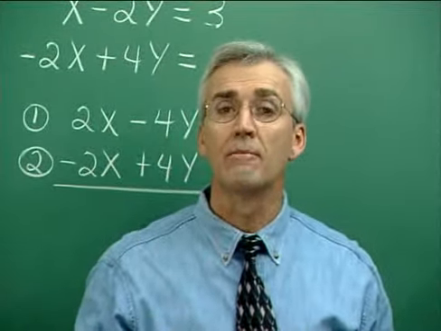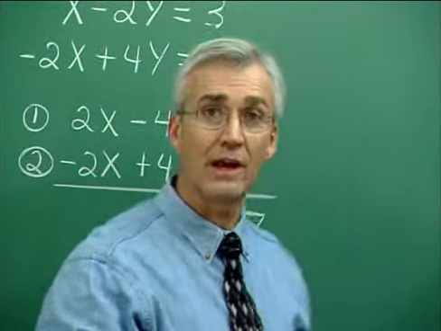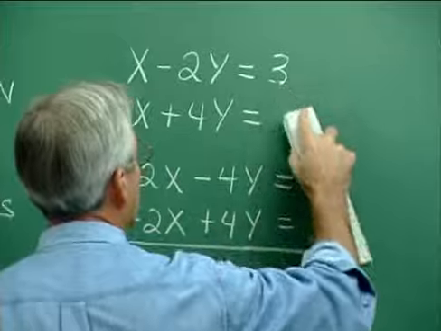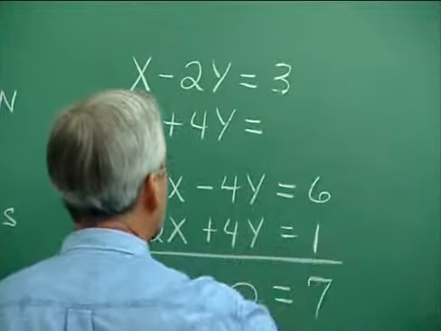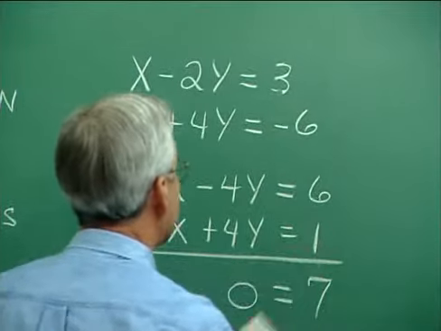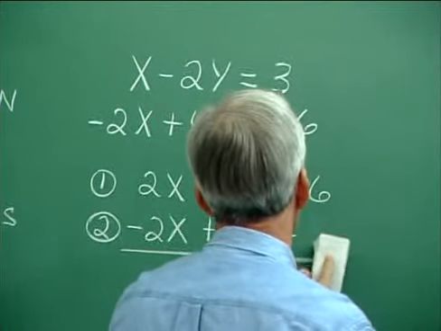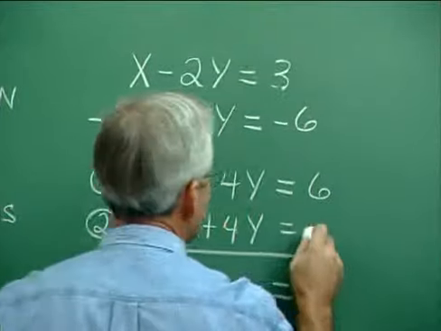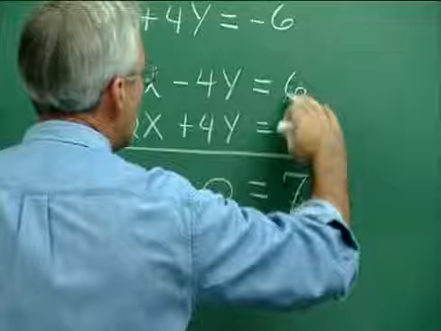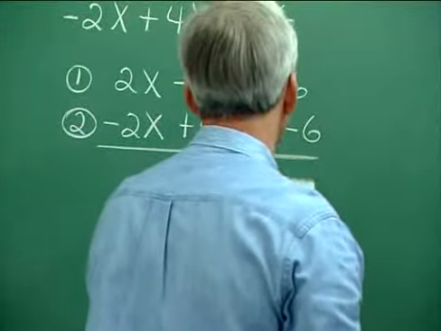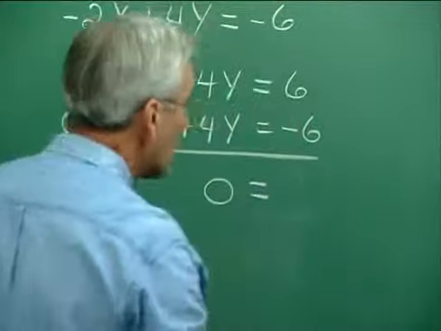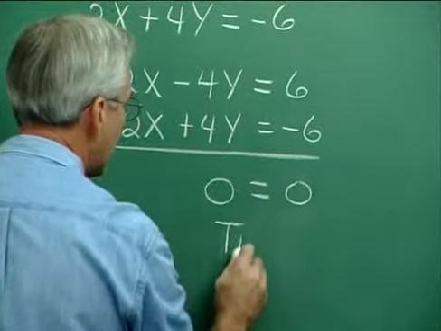Now, the other situation would be where the adding causes both of the variables to disappear, but the resulting statement turns out to be true. Now, that would happen if I make a little change here and just cause this to be, oh, let's say, negative 6. And then this would be negative 6. And then when we add the two equations, all this business disappears. But when we collect the 6 with negative 6, we get 0. You see? And then, so the variables have disappeared, but we get a true statement.